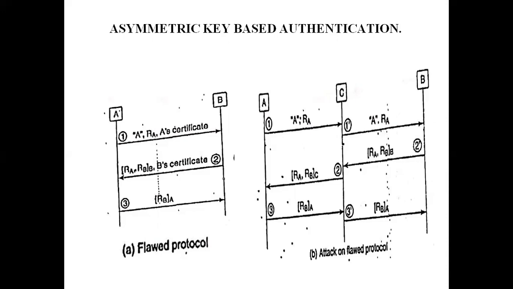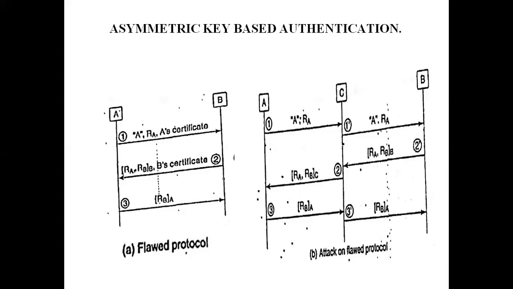So in message 2, B will respond to A's challenge and include a challenge of its own, RB. C, in message 2, responds to A's challenge and uses B's nonce RB as this challenge to A.